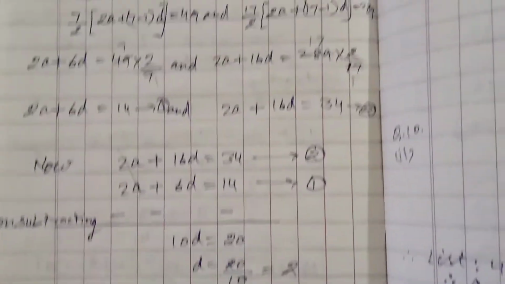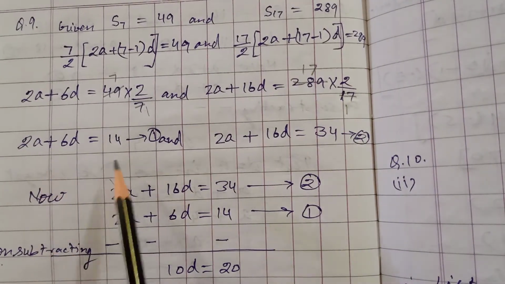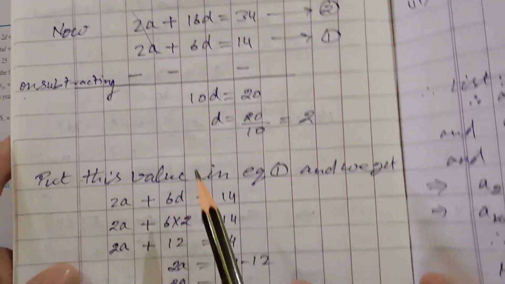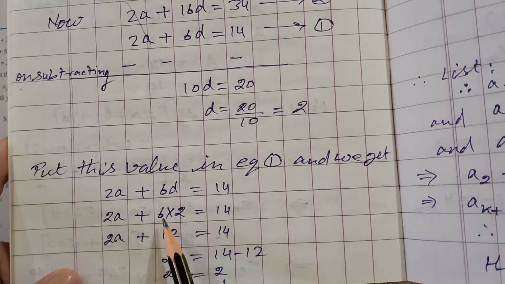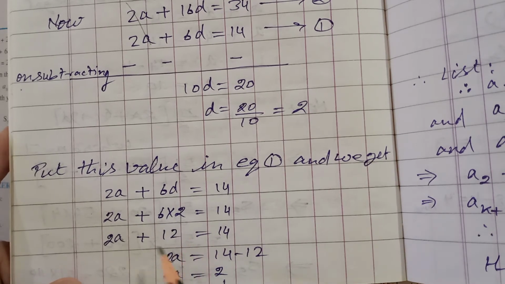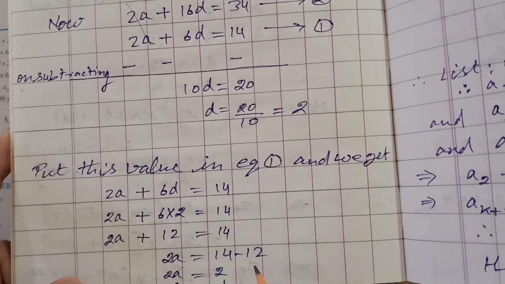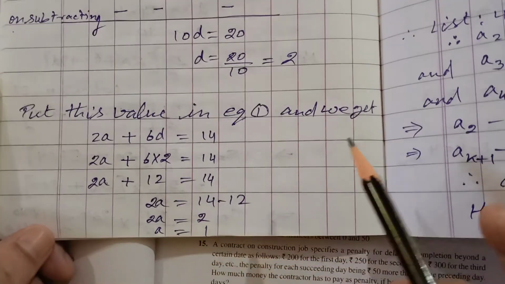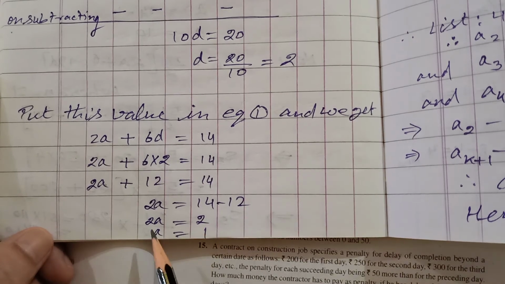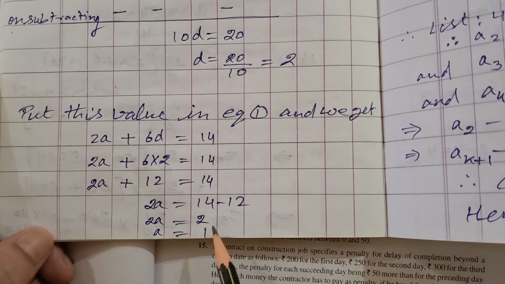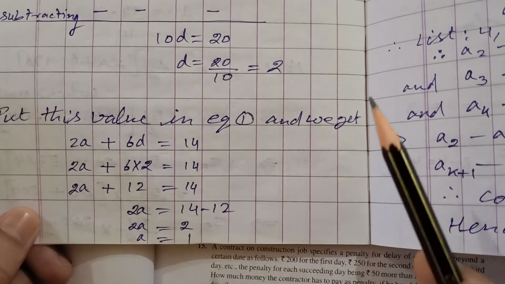Put this value in equation 1. 2a plus 6d equals 14. 2a plus 6 into 2, value of d is 2. 6 times 2 is 12, so 2a plus 12 equals 14. Transpose plus 12 to the right side, change its sign, that is minus 12. 14 minus 12 is 2. 2a equals 2. Divide both sides by 2, we get a equals 1. Value of a is 1.